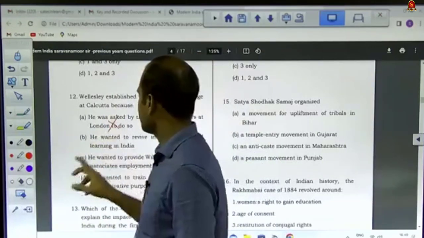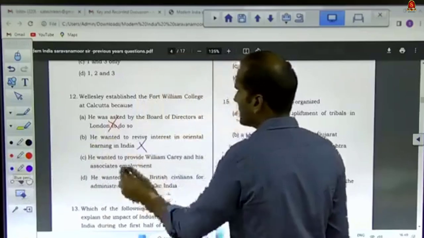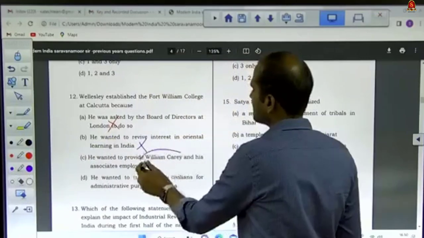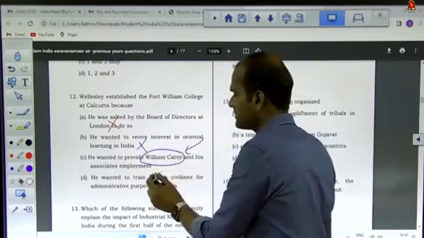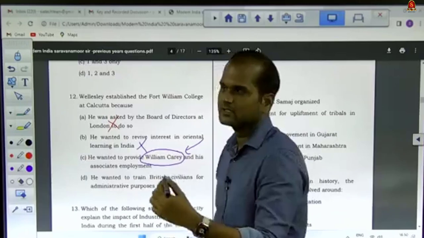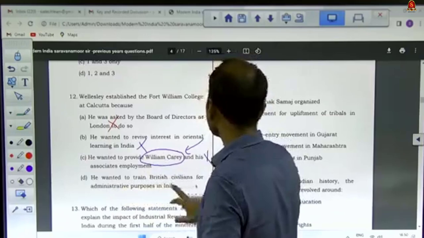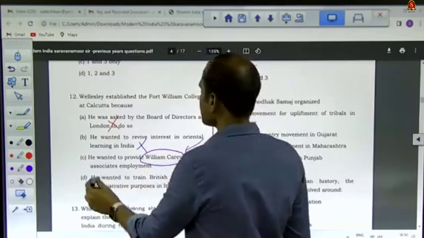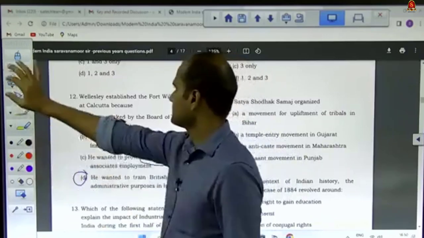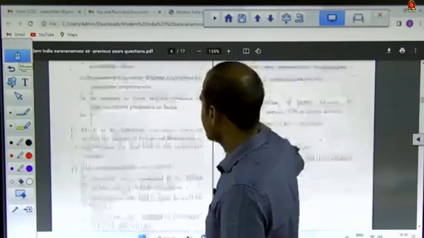The first statement is wrong. Did he want to revive the interest in Oriental learning? No way. Did he want to provide for William Carey and his associates? William Carey and Joshua's groups are Christian missionary groups. They were already promoting English and Western education, so that is wrong. He wanted to train British civilians for administrative purposes. This is right, it's like an administrative institution. So for the 12th question, the answer is D.